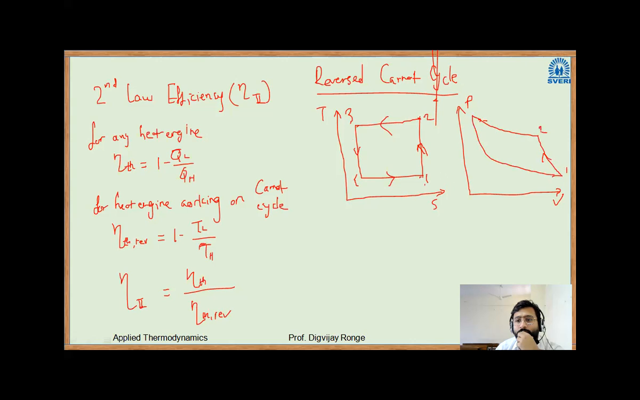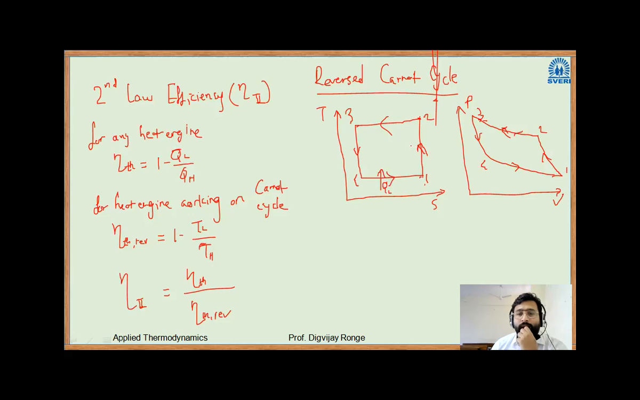1 to 2 to 3 to 4. Okay. What is happening in this case? 4 to 1 is an isothermal heat extraction process. So heat is extracted from steam.